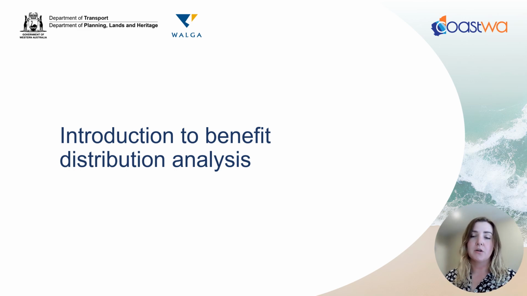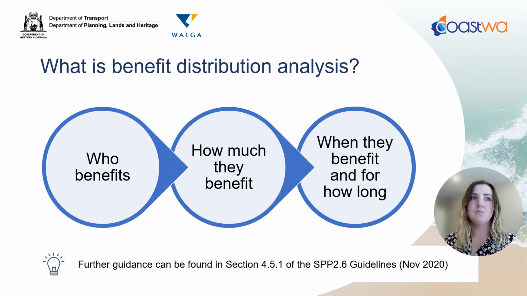This first section just provides a brief introduction to benefit distribution analysis. So what is benefit distribution analysis? Well, really all it's doing is telling you who is going to benefit from an investment. In this case, we're talking mostly about coastal adaptation investments. It also shows you how much those people will benefit, as well as when that benefit is going to occur and for how long the benefit might last. Further guidance on benefit distribution analysis is available in section 4.5.1 of the SPP 2.6 guidelines as well.